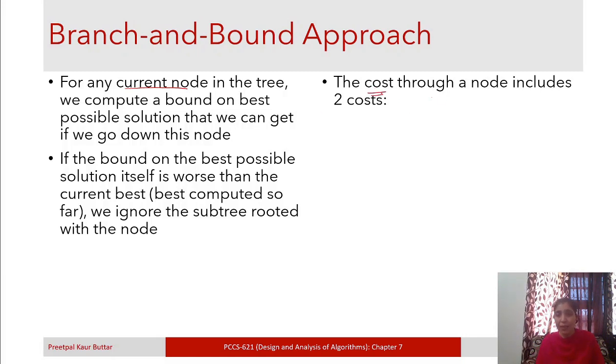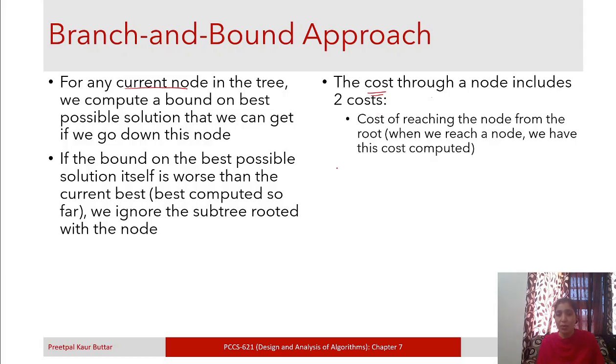The bound here is called cost. We will call it cost. The cost through a node will include two costs. There will be two costs which contribute to the overall cost of a node. The first cost is the cost of reaching the node from the root. This is the root node where we start the search, and this is the first cost, the cost of reaching the node from the root. When we reach a node, we have already computed this cost.